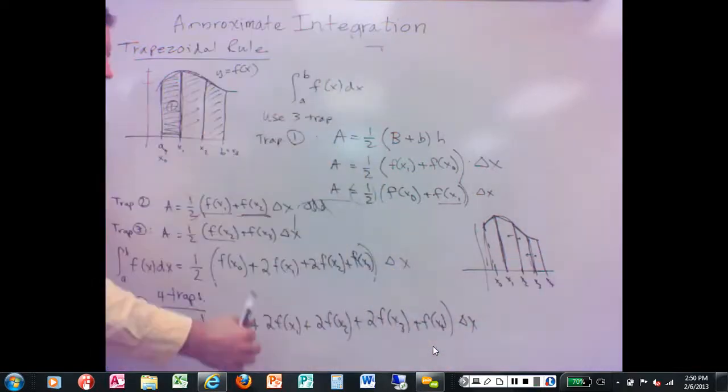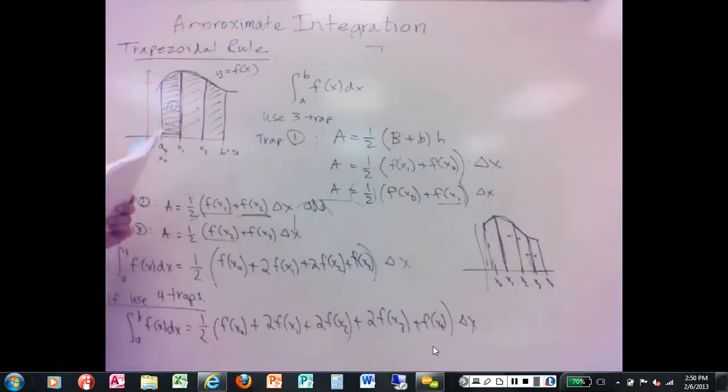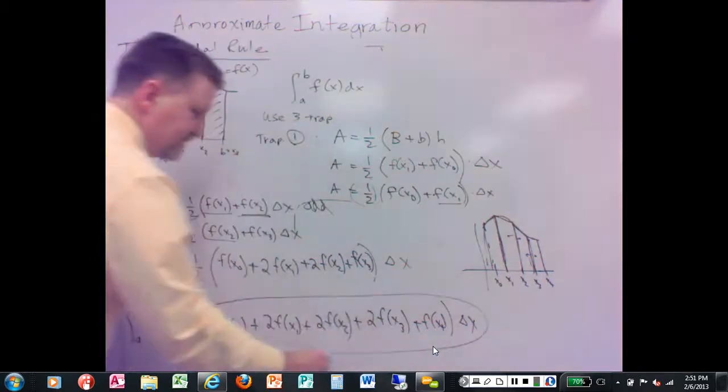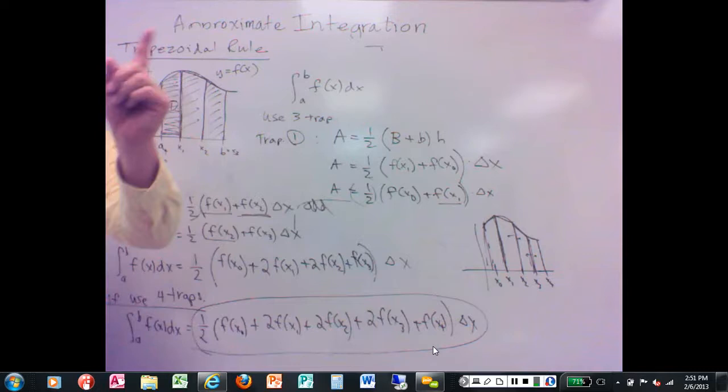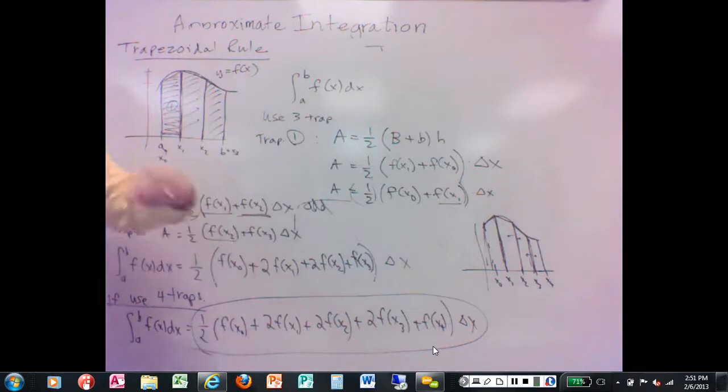So here's the point. No matter how many subintervals I want, 3, 4, it's going to look something like this. And the pattern is, what's the pattern? I've got the first one, I've got 1 f of x, right? The last one, I've got 1 of it. But what about the middle ones? They're always going to have 2 of them. That is the trapezoidal rule.